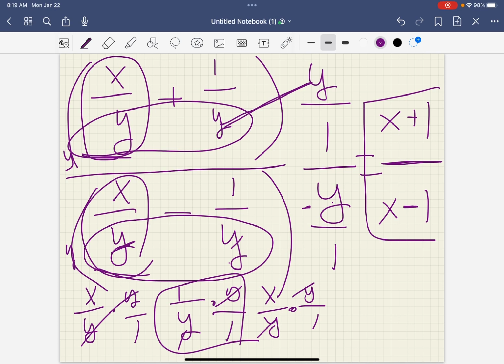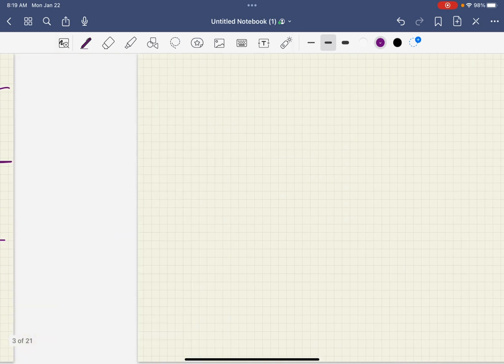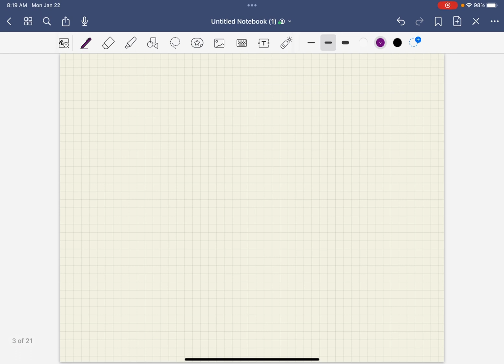Now I will tell you, the way the book showed you to do it was they wanted you to get a common denominator in the top, a common denominator in the bottom, add the fractions, then divide the fractions. So we did all of this in one step, and the method that they show you is a minimum of 3 steps.